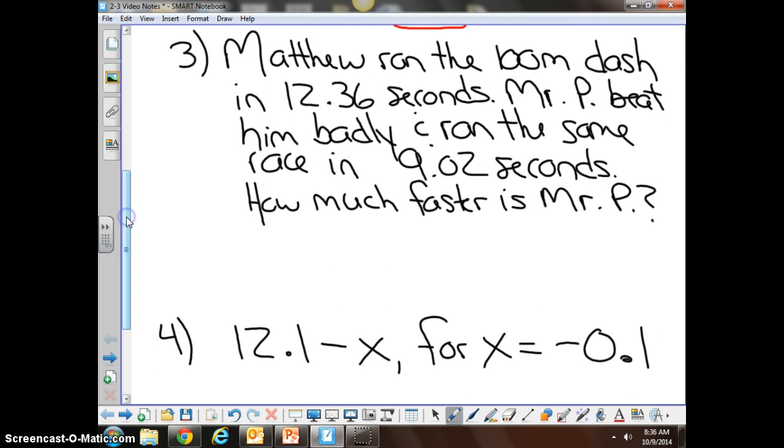Number 3, Matthew, Slowpoke Matthew, ran the 100-meter dash in 12.36 seconds. Mr. P beat him badly and ran the same race in 9.02 seconds. How much faster is Mr. P?